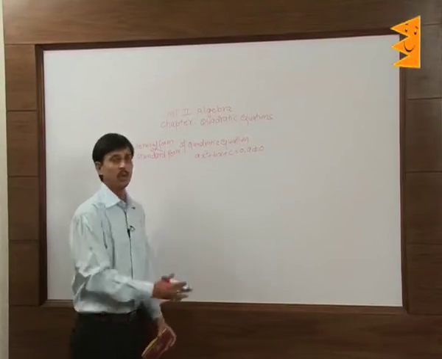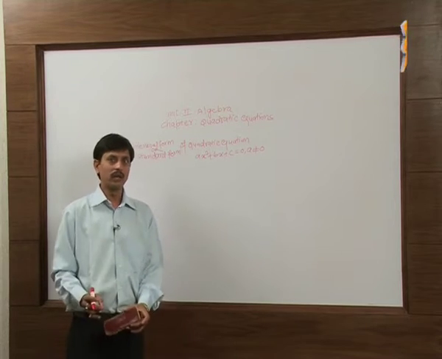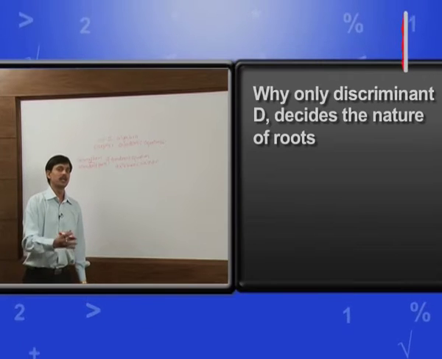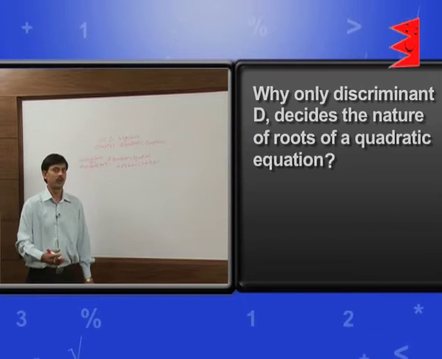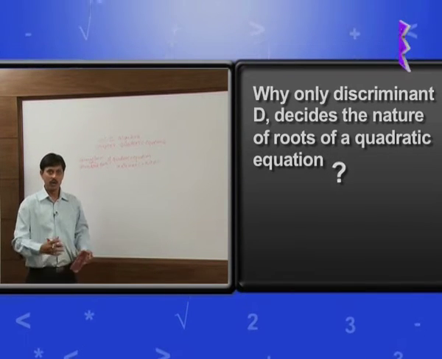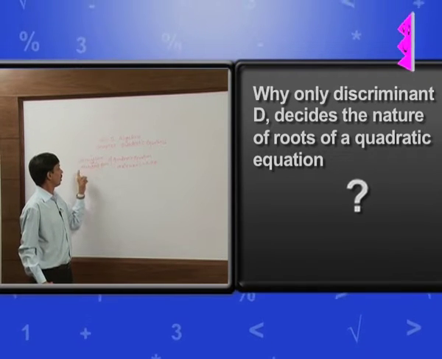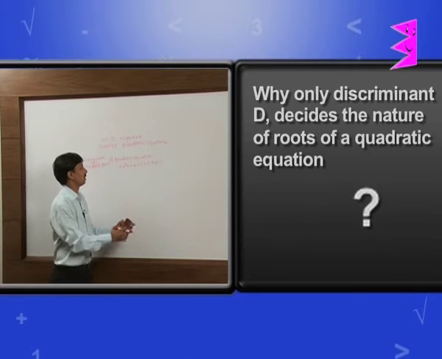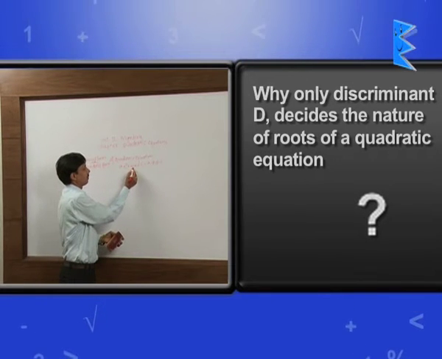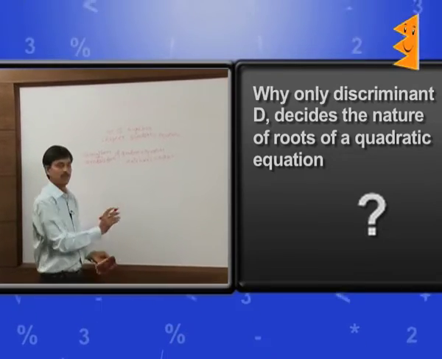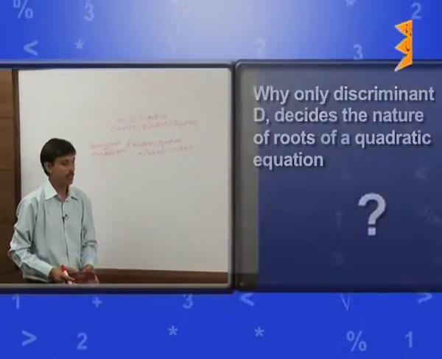Now actually we want to know why the discriminant, whose value is b square minus 4ac, always decides the nature of roots of a quadratic equation. To understand this concept, you can see the general form or standard form of a quadratic equation: ax square plus bx plus c is equal to 0, where a is not equal to 0.